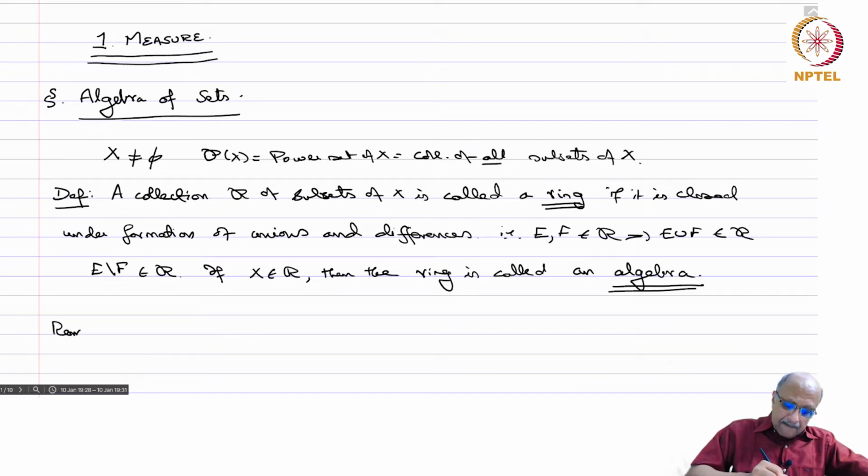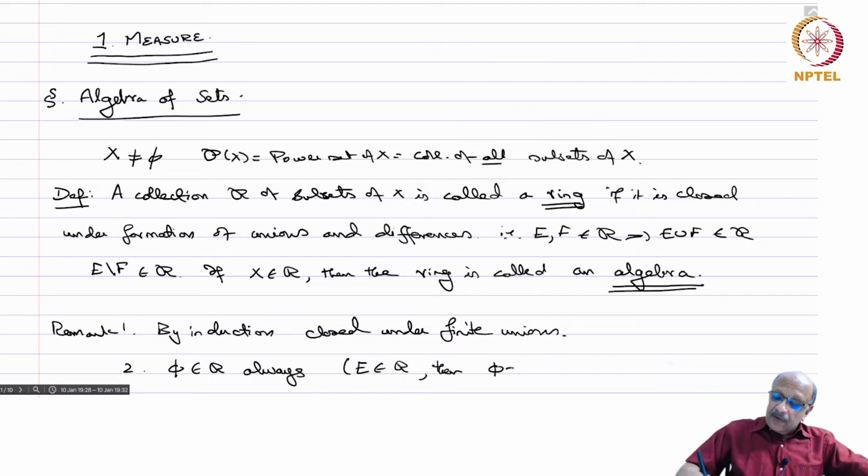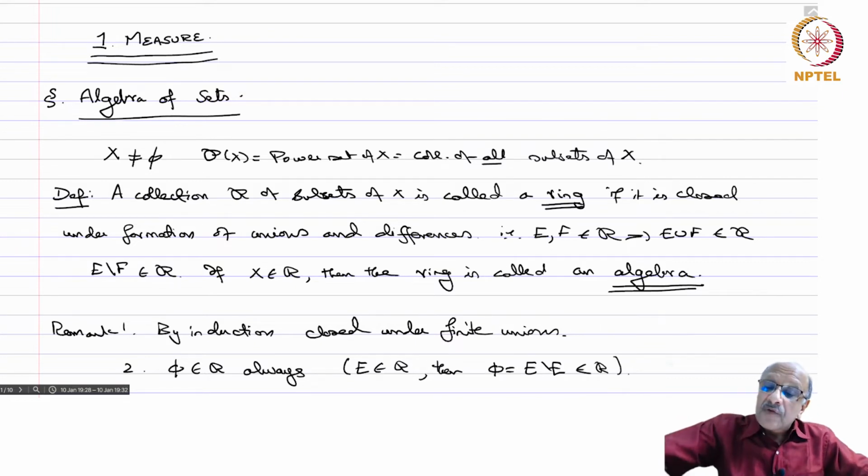Remark. One, by induction, R is closed under finite unions. Then two, you have that the empty set always belongs to R, always. Because if E belongs to R, then phi is nothing but E minus E, and therefore it should belong to R. It's closed under differences.